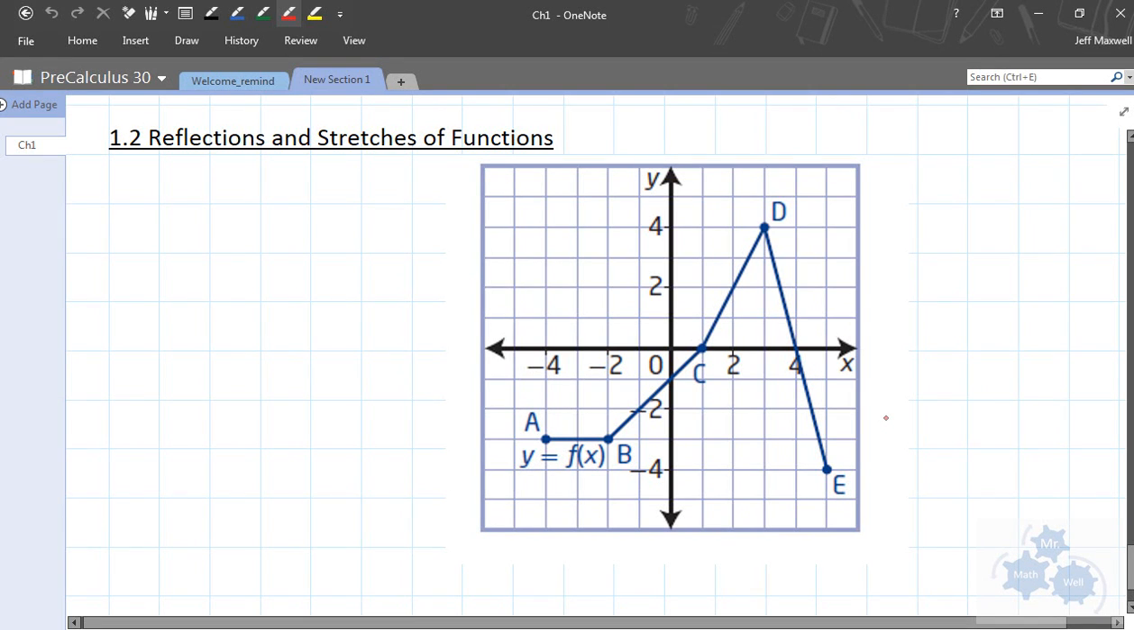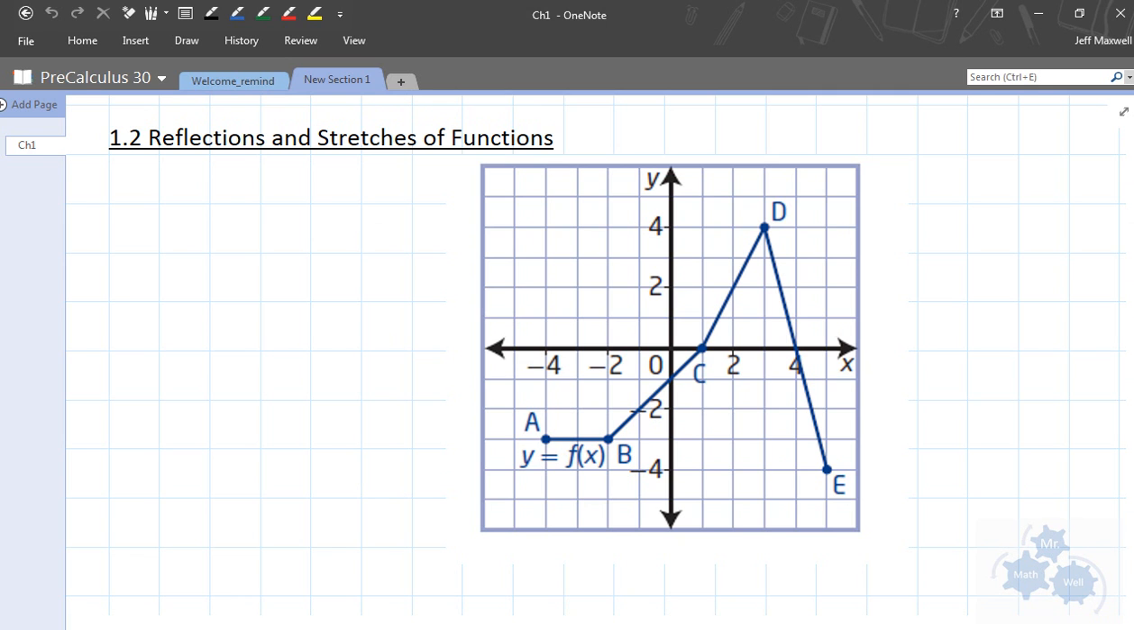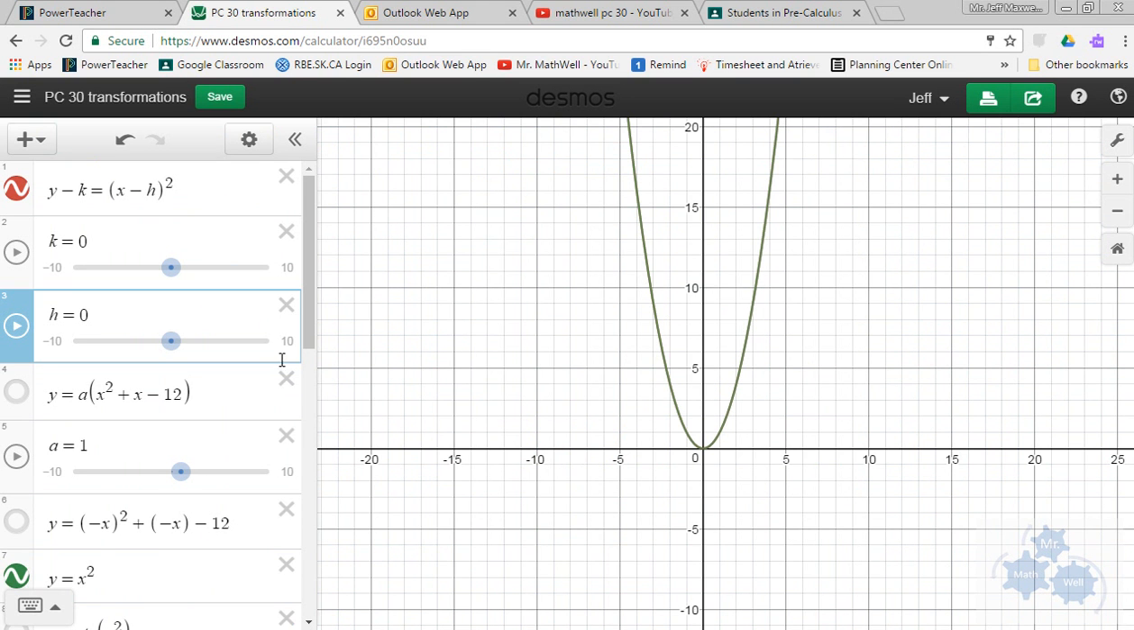All right, in pre-calculus 30, we're going to talk about section 1.2 today, reflections and stretches of functions. We just got through learning about horizontal and vertical translations, and before we get into reflections and stretches, I do just want to show you this graph right here, okay?